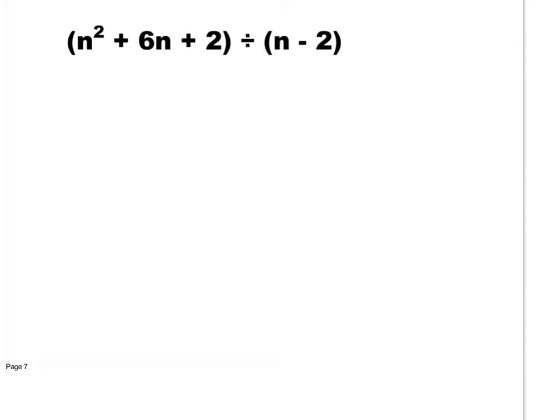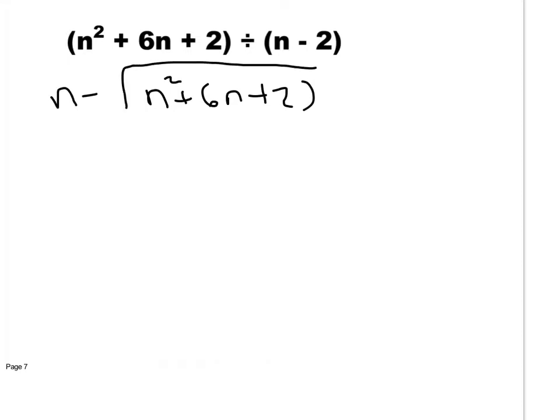Alright, so I'm going to have to divide that. I can clearly see that n squared plus 6n plus 2 does not factor. So I have to use long division. So I'm dividing it by n minus 2. What I'm trying to do is get rid of each term individually. So what do I need to times n minus 2 by to get rid of n squared? N. Okay, that would give you n squared minus 2n. So I subtract that.